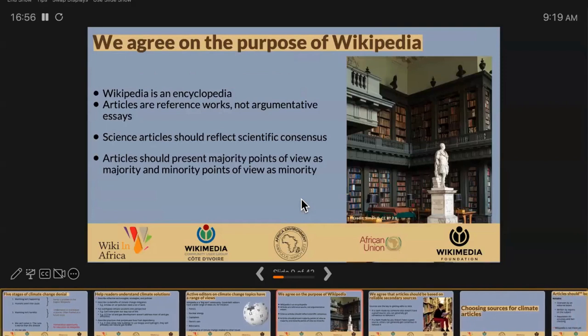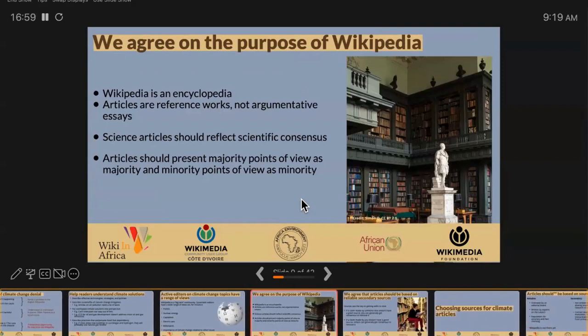One of the most important things is that we've got certain norms that help us to collaborate. One of them is agreeing on the purpose of Wikipedia. We agree that Wikipedia is an encyclopedia. It's a reference work. It's not a place to push a particular point of view. Rather, it's a place to educate people about science, and in particular, help people understand where scientific consensus is. In science, there are many ideas being discussed scientifically. Some of those ideas have stronger consensus than others. We try to help people understand what's a majority point of view, what's a minority point of view.